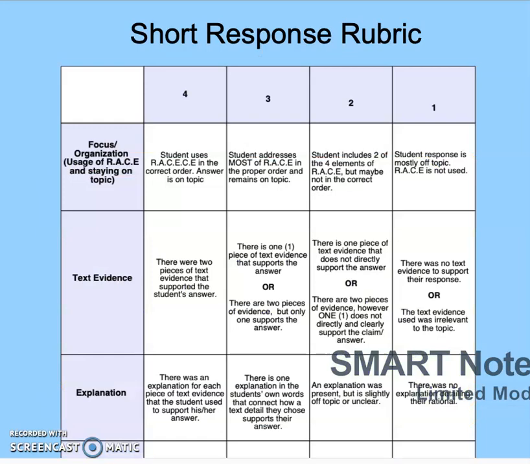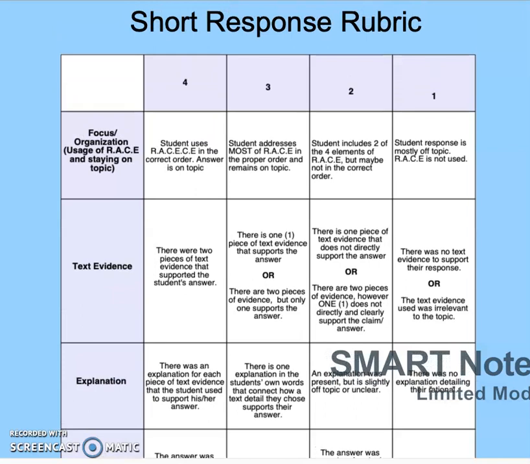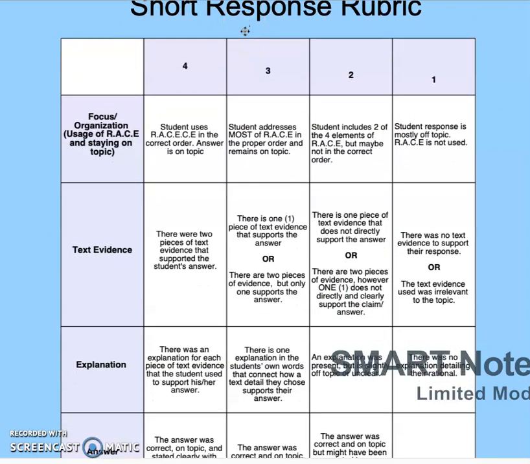Now, I'm going to go through this very quickly, but it's up to you to pause the video and read this rubric yourselves. I think I'm going to make you responsible for doing that. I'm not going to read everything to you, but I am going to go through what a 4 is versus what a 2 or a 1 is.